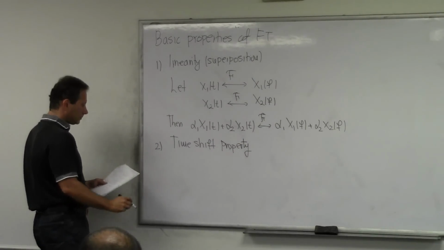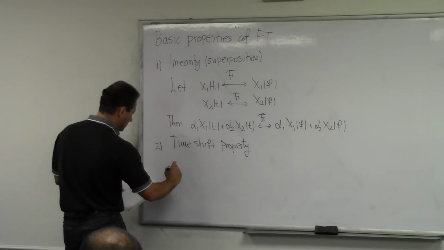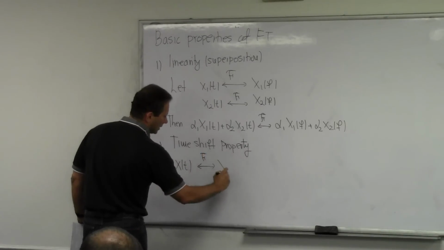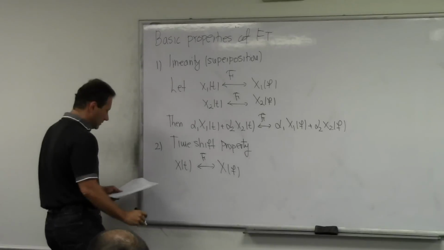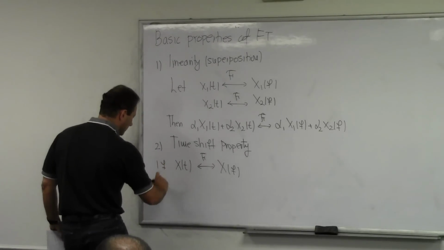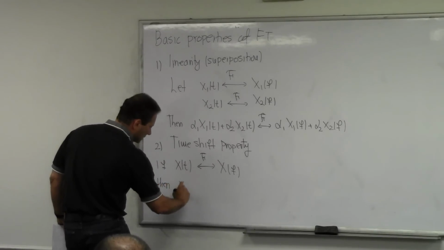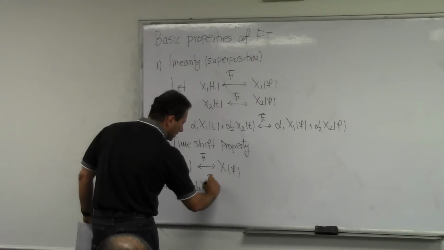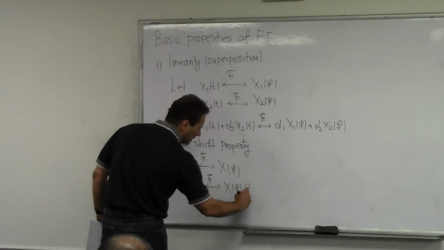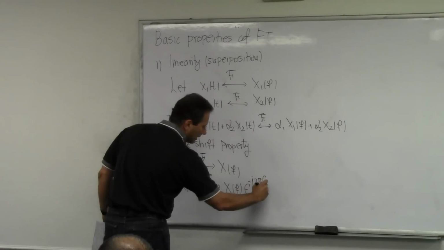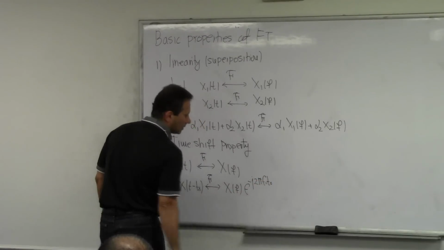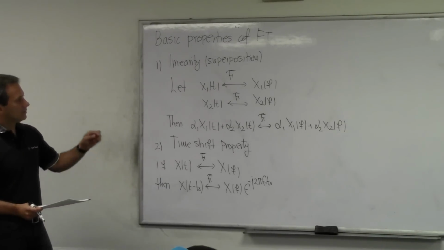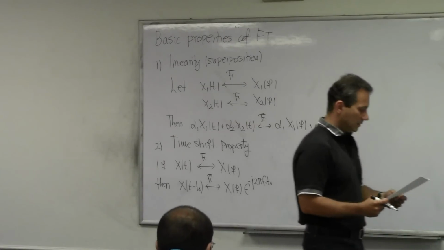So let's see what this one is about. We have x of t that has a Fourier transform x of f. Then if I shift x of t in time by some t0, the Fourier transform is going to be x of f e to the minus j 2 pi f t0. Okay, so that's the formal statement. Let's prove this one, and then we'll spend some time explaining what it actually means.